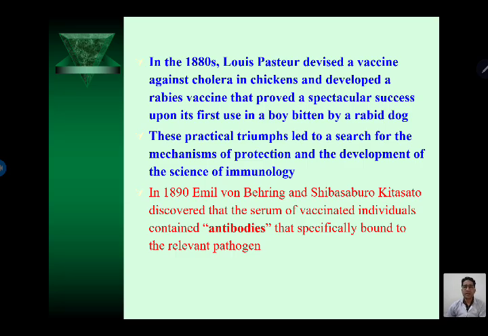In 1890, Emil von Behring and Shibasaburo Kitasato discovered that the serum of vaccinated individuals contains antibodies that specifically bind to the relevant pathogens.